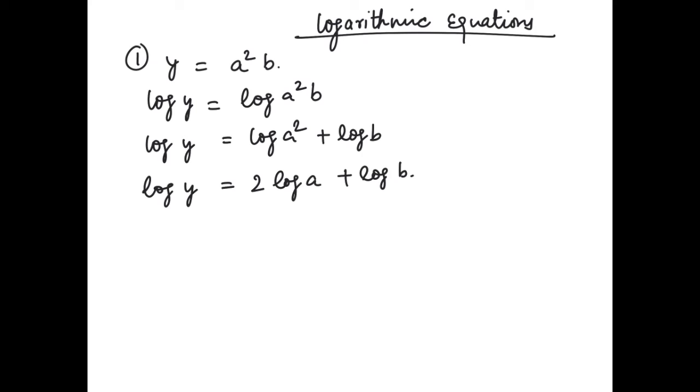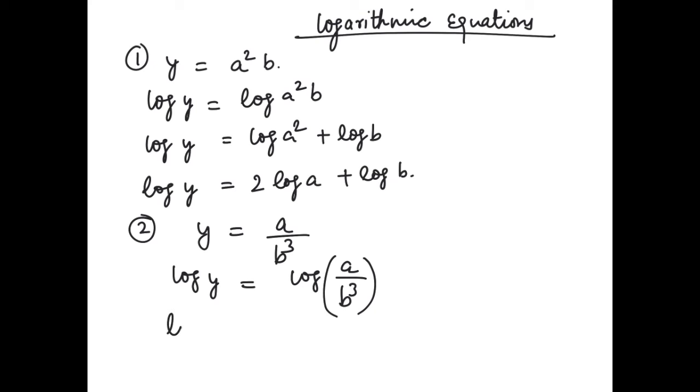Now let's do question number 2. It says y equals a over b cubed. So here let's put log on both sides. Log y equals log a over b cubed. So let's apply laws. Log a minus log b cubed. So it will be log y equals log a minus 3 log b. The power comes in front, the law of logarithm.